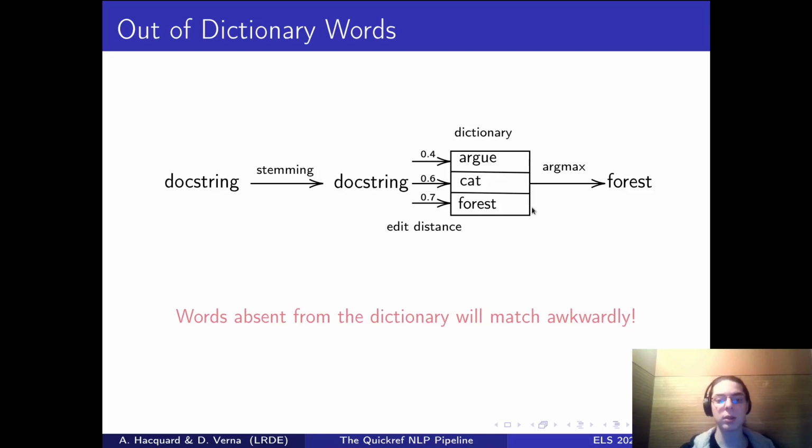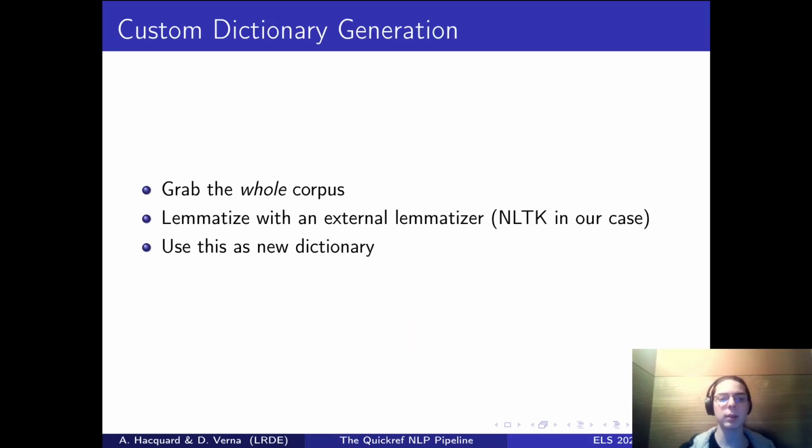So this is really awkward, and it will introduce noise in the rest of our pipeline because the word forest was not in our initial corpus of documents but will be present in our final index. This is a big problem for our pipeline. So we decided to create our own custom dictionary to overcome this problem.